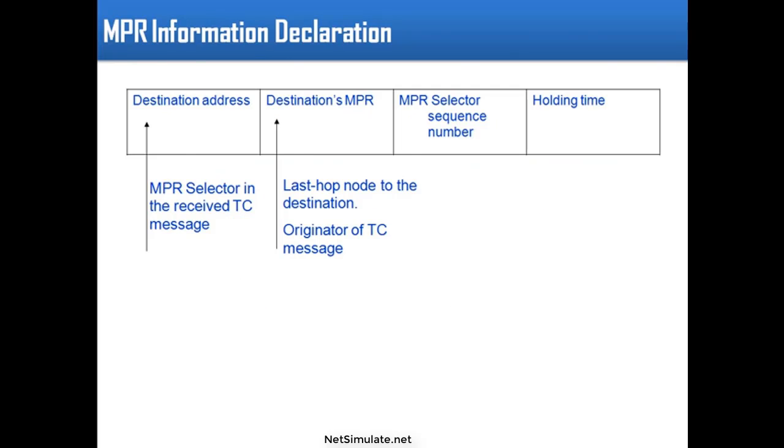So this is the information built on receiving topology control message. This is the destination address, this is the MPR selector, and the sequence number. This sequence number actually works as a timestamp of what time this information has been received, and this is the holding time which specifies for how long a particular entry needs to be in the table.